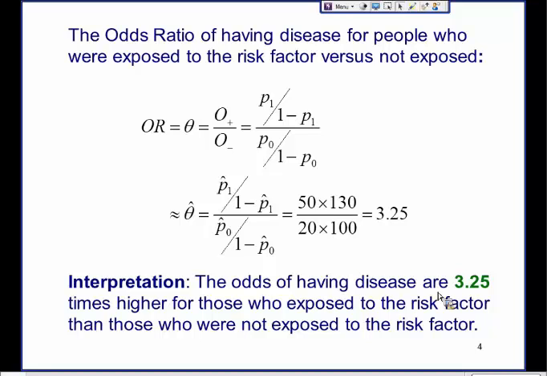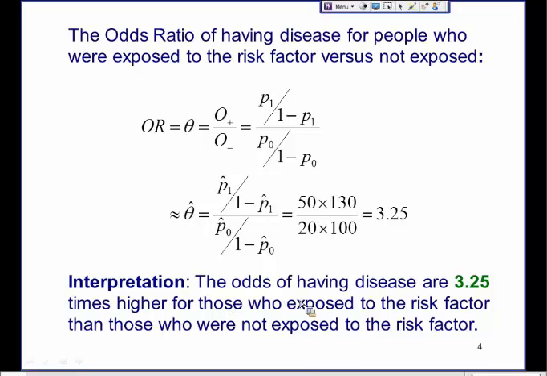You don't want to use that term, 3.25 times likely, because it's not exactly 3.25 times likely. If you want to use this term, you have to have a ratio of probability, not a ratio of odds. Odds ratio is a ratio of odds. So keep that in mind. That's very important. A lot of times people interpret it the wrong way.